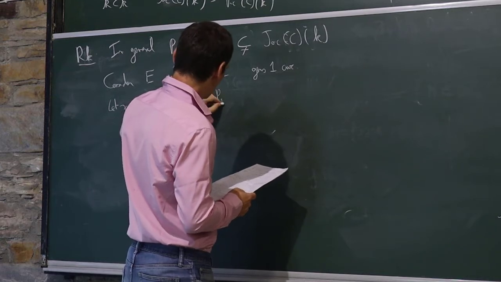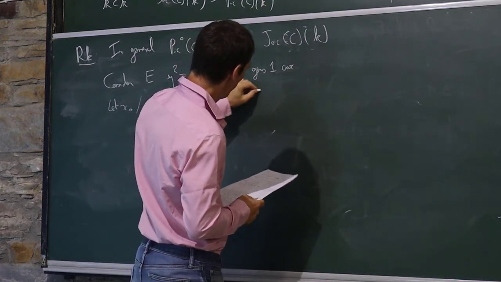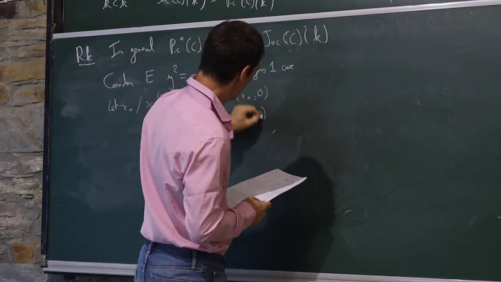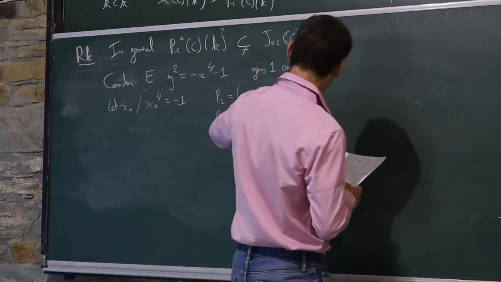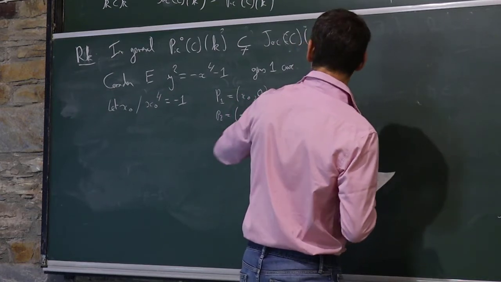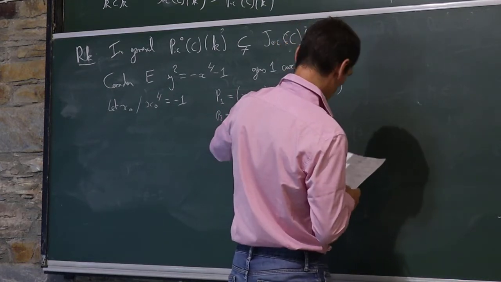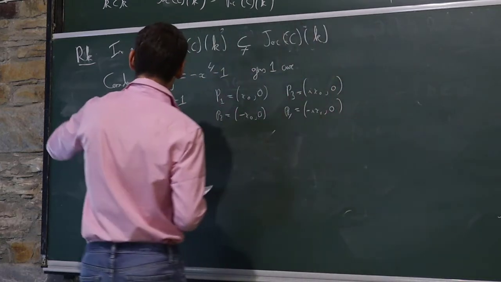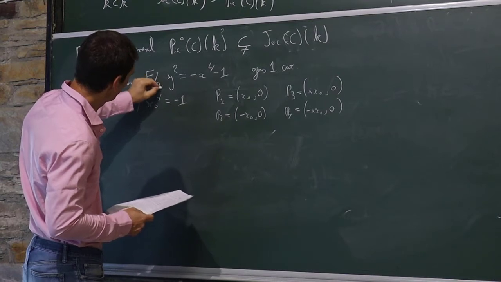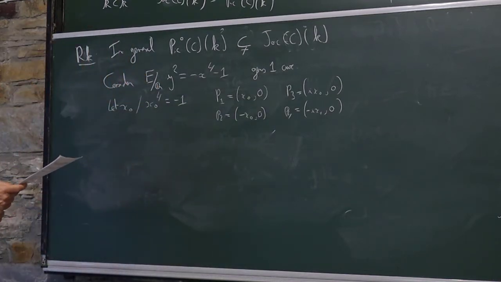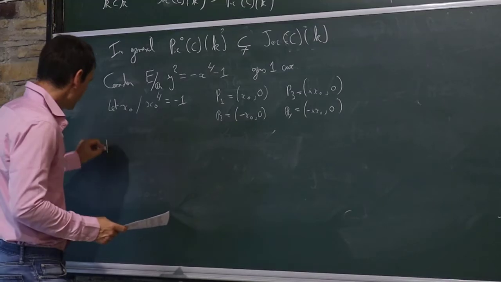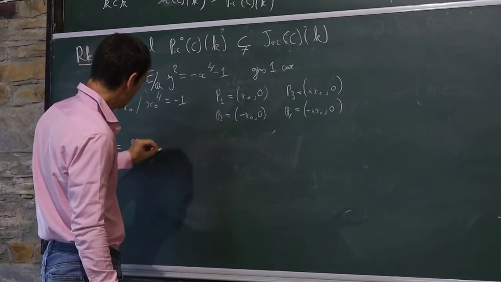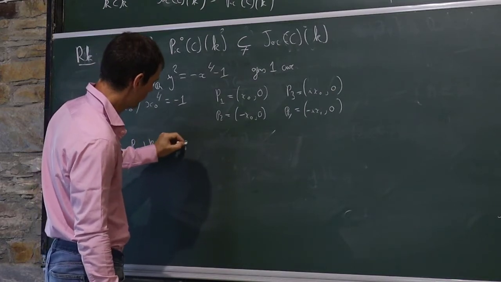And P1, the point x0, 0. P2, the point minus x0, 0. P3, the point i x0, 0. And P4, the point minus i x0, 0. And I should say that this elliptic curve, I took it over the rationals. And I'm going to define D, the divisor, which is P1 plus P2 minus P3 plus P4.